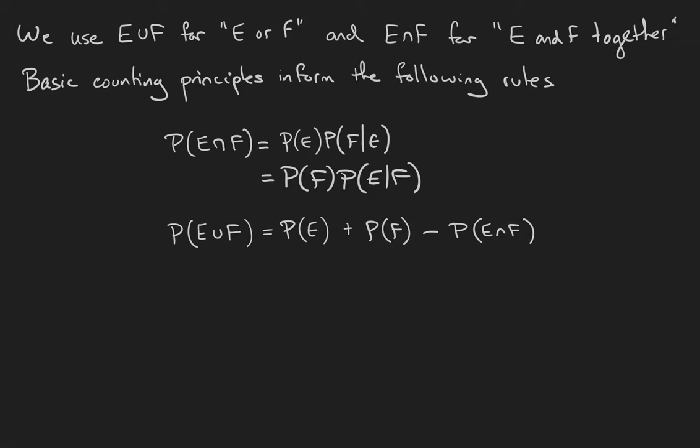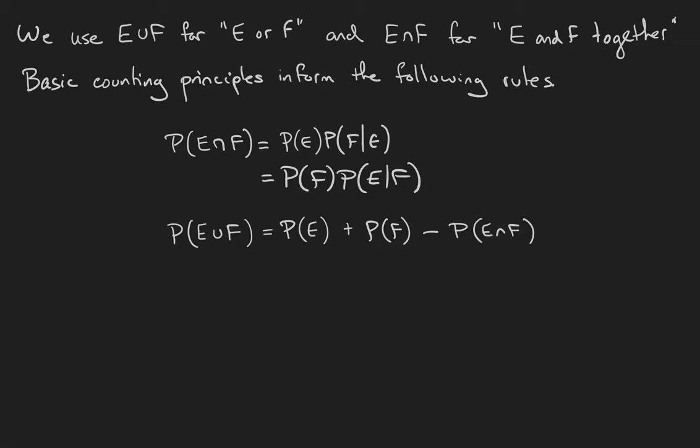Keeping in mind that sets are events, we use E union F to represent the event that E or F happens, and we use E intersect F for the event E and F happen as a result of the same outcome. Basic counting principles prove the following rules. The probability that E and F both happen due to the same outcome is equal to the probability of E times the probability of F given E, or the probability of F times the probability of E given F. That's the multiplication principle with the fact that E and F might affect each other.